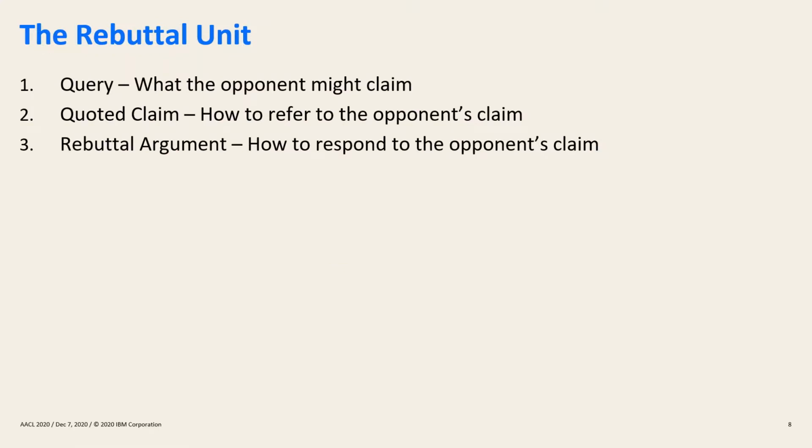So the key architectural unit is what we call the rebuttal unit. It's composed of 3 parts. The query, which defines what the opponent might claim. This is what we will look for in the opponent's speech. The quoted claim, which is how we are going to refer to this claim or argument. This claim might be implicit, so we can't really quote from what the user actually said. And finally, the rebuttal argument, how we're going to respond. The important thing here is that the rebuttal unit is defined in advance, and through the query tries to predict what the user might say and then to confirm it after the user actually gave his or her speech.